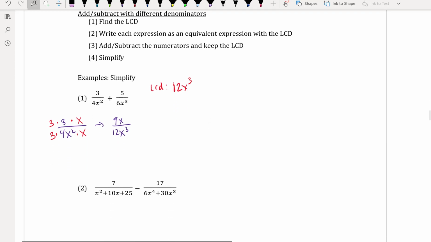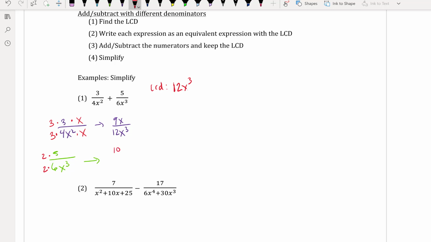Okay? Now I'm going to think about my other fraction. I have 5 and I have a 6x to the third power. So let's think about what we're going to need. 6 times what gives me 12? 6 times 2 is equal to 12. And I have an x cubed and I have an x cubed. Those match. So that means I know exactly what this fraction is going to be.